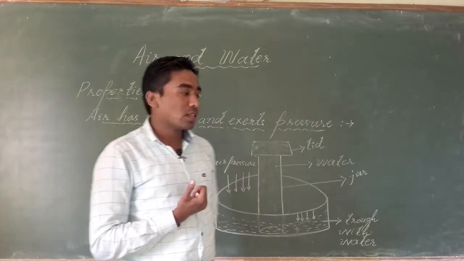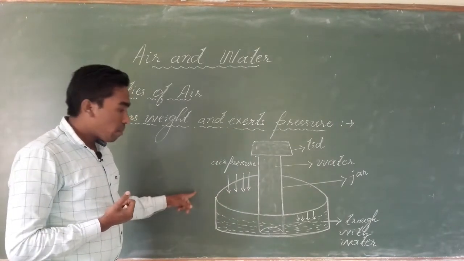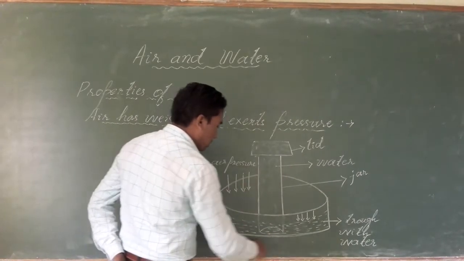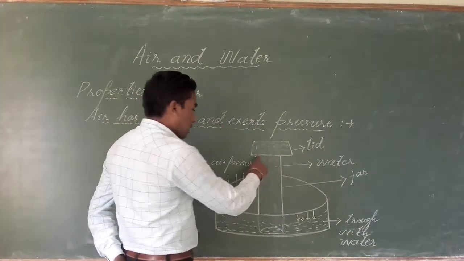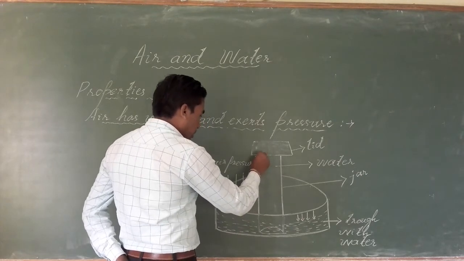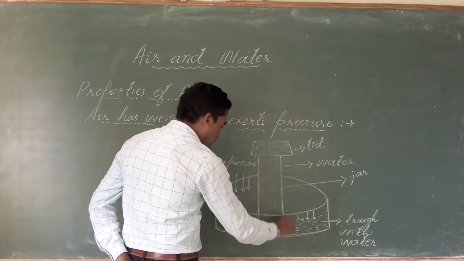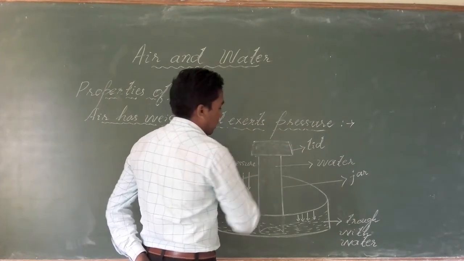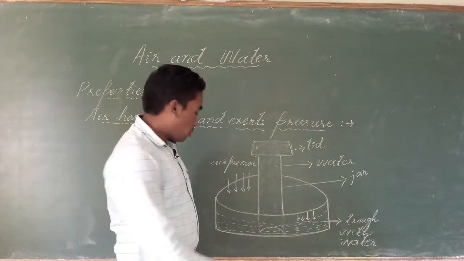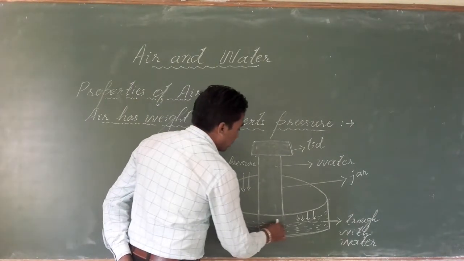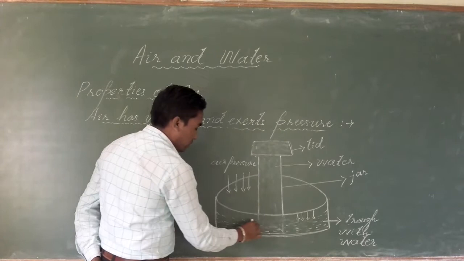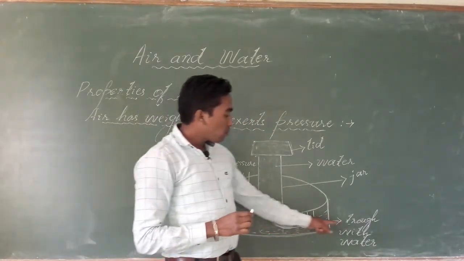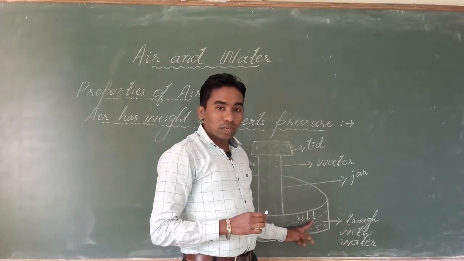So, my dear children, for one of the activities, first you have to take a trough, this one is the trough, then the second one is the jar, this is the jar, and we have to cover a lid over the jar. First of all, we have to put some water inside the trough. This is the water. First step, we put some water inside the trough. So, this is the trough full of water.